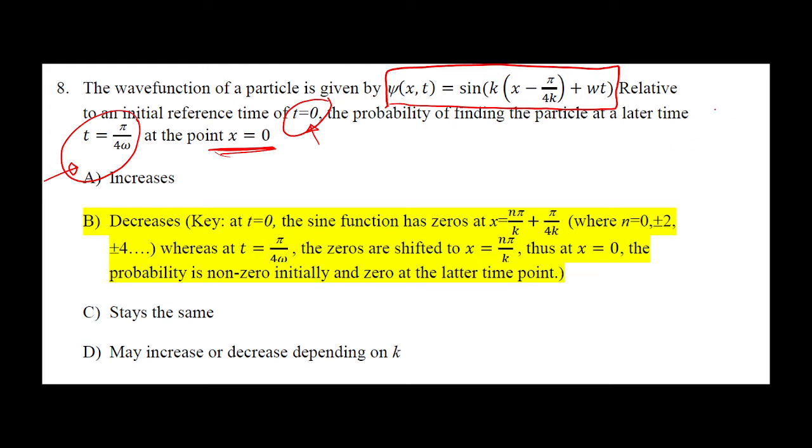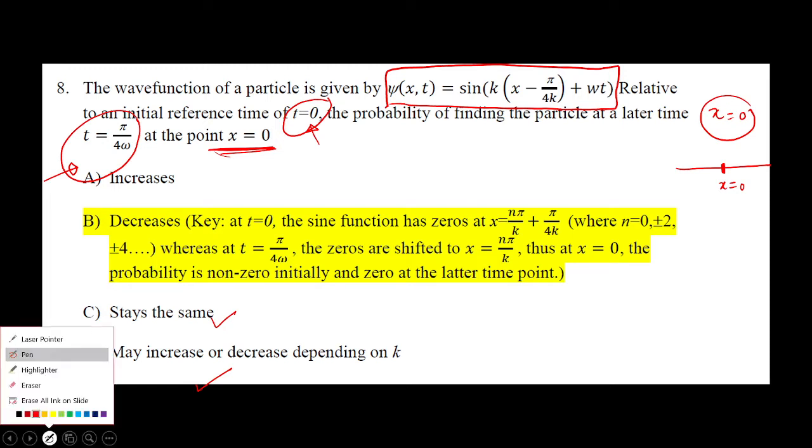So if the position is fixed, that is x equals 0, if the particle is present over here at x equals 0, how will the probability vary if we start from time t equals 0 to time pi by 4 omega? That is what we need to figure out. Relative probability: will it increase, decrease, stay the same, or may increase or decrease depending upon the value of k?